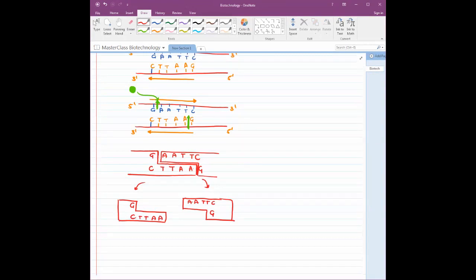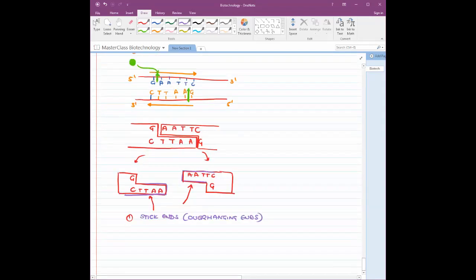Now, guys, the way this has been cut, these ends we call sticky ends. There are three different types of this. One, we call these kinds of ends sticky ends, or these are also known as overhanging ends. Why? Because this part is actually overhanging. And guys, this part will always anneal with this part. This is why we call them overhanging ends or sticky ends. This is one type of cut.